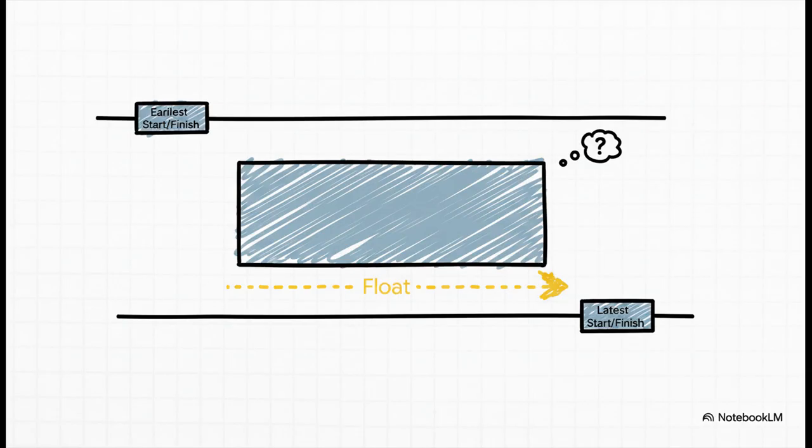Think about it. For every single task, we now have 2 sets of dates, the absolute earliest it can start and finish, and the absolute latest it can start and finish without delaying the whole project. That gap between the earliest and the latest, that's your float. That's your wiggle room. And you'll find some tasks have 0 float. They're on the critical path, meaning they cannot be delayed, not even by a day. But others might have days or even weeks of float, which gives you incredible flexibility.